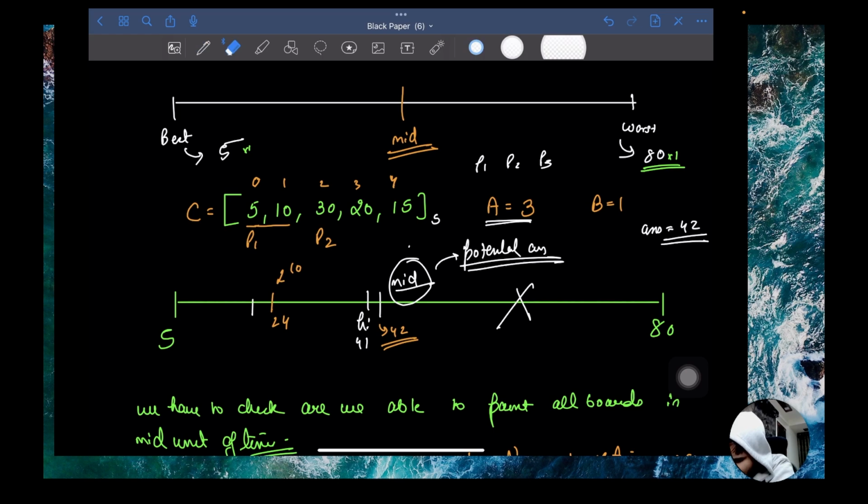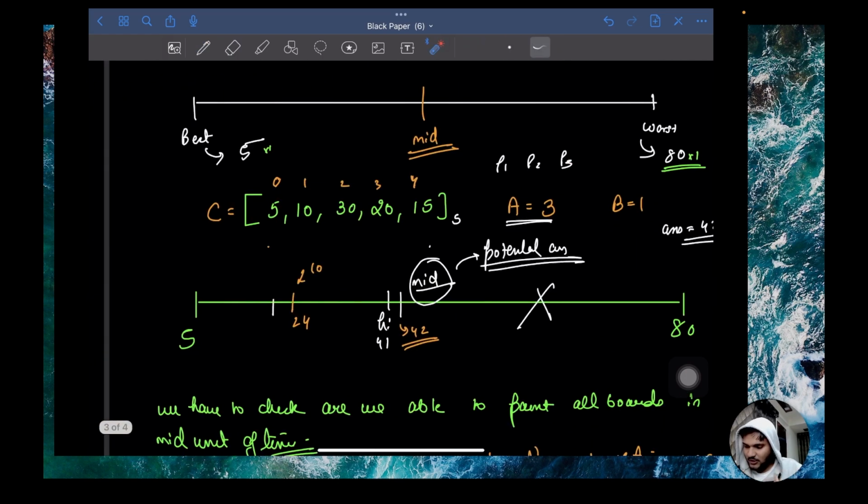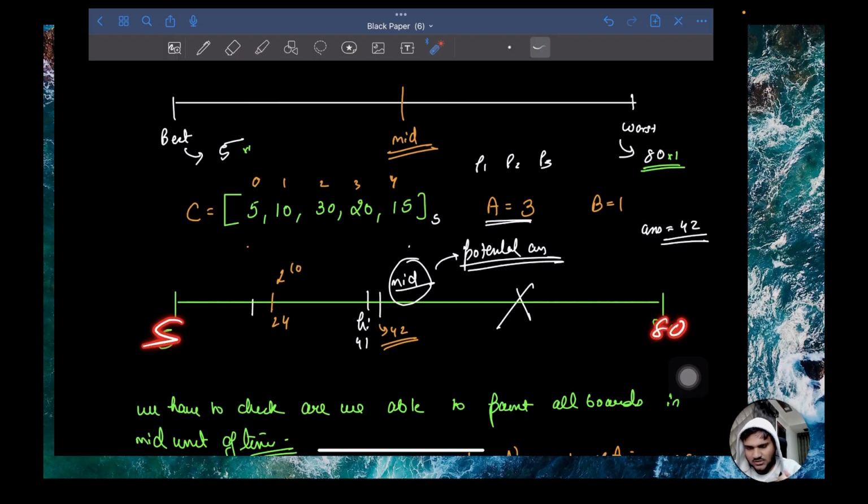Cool. As I said, you don't need to always formulate this value. Eventually, when you try with loose bounds, they will automatically correct themselves, right? Okay. Now, high is at 41, low is at 24, mid calculation, 41 plus 24, 65. 65 by 2, 32.5, so approximately we'll take 32. Okay. Mid comes as 32. Can we paint in 32 units of time? Let's see. Painter 1 will be given these two.